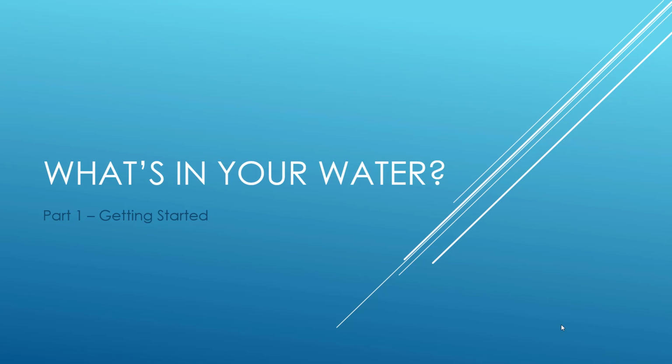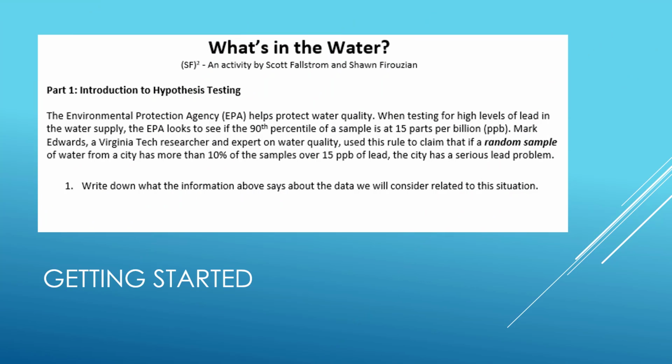So as you looked over the student activity, you were able to see at least the first part talks a little bit about the background of what was going on in Flint, Michigan. Now the EPA has a rule, and Mark Edwards was going out to try to check the water after hearing some pretty scary results.